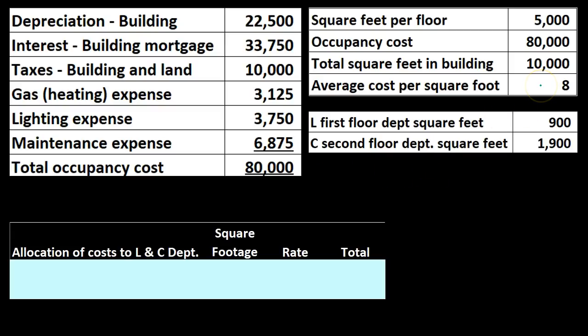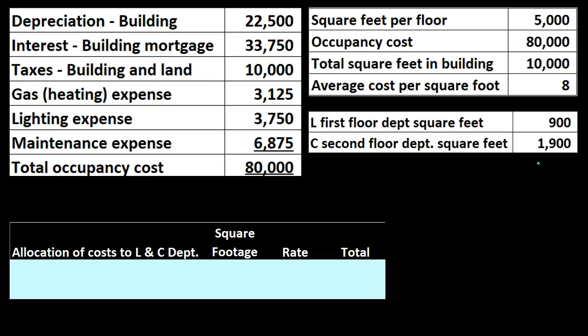So then we could take this $8 per square foot and apply it out to all the departments because we're going to basically apply out the full 80,000 based on the square footage. Now we're going to be concentrating on department L and C. These aren't the only departments. We're just concentrating on L and C, and we're saying L is a first floor department, 900 square feet. C is on the second floor and has 1,900 square feet.